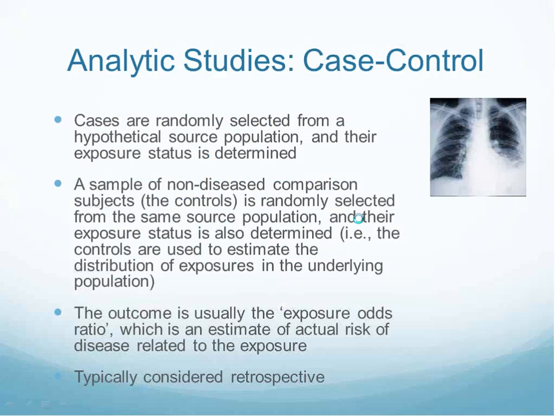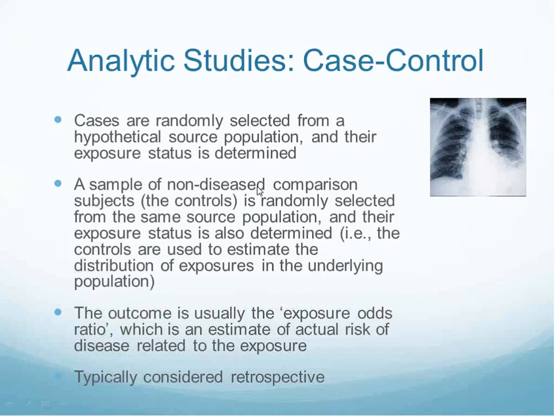So the first example of an analytic study is the case control study. So this is where cases are selected from a source population, and then controls from that same source population are randomly selected. And once you've defined your cases and controls on the disease status, then you go back and try to determine what their exposure was. So you're starting at disease and then going back and trying to define exposure, and then you can calculate what's called the exposure odds ratio, which is an estimate of risk of the disease in relation to exposure.